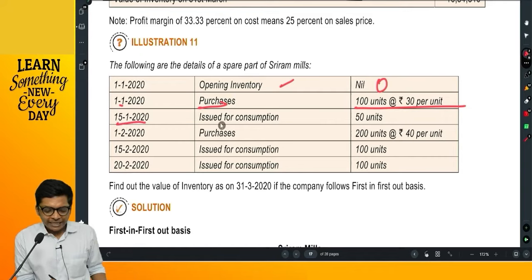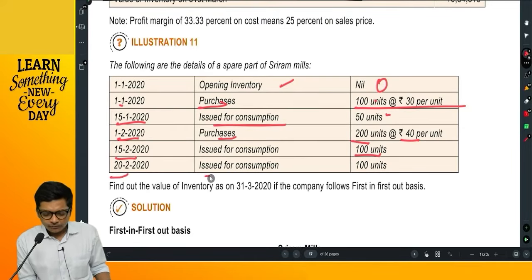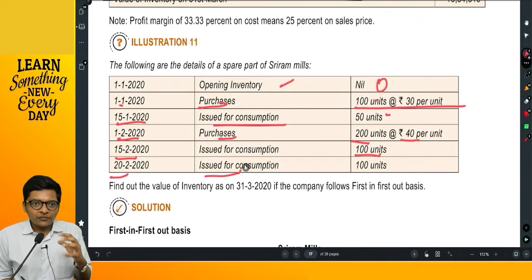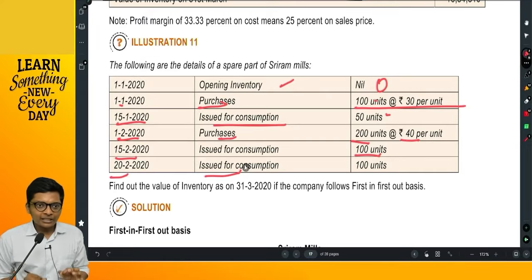On 15th Jan I issued for use, out of 100 I used 50. On 1st Feb I purchased 240. On 15th Feb I used 100. Again on 20th Feb I used 100. Now don't even look at the answer. Do a rough calculation, simply rough. Tell me how many units are left?